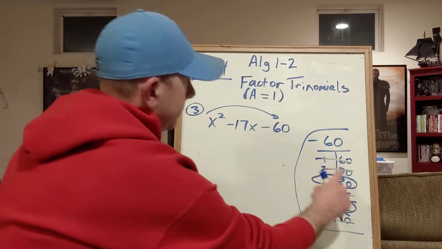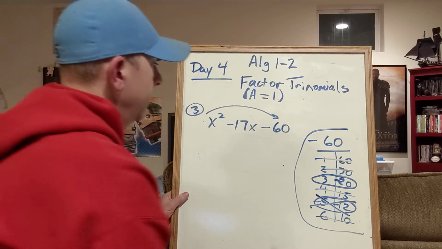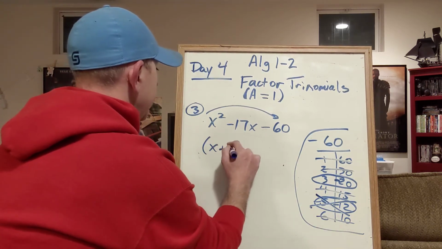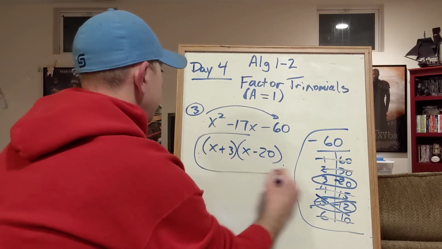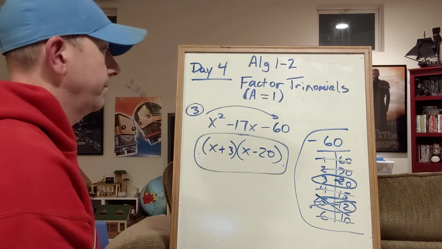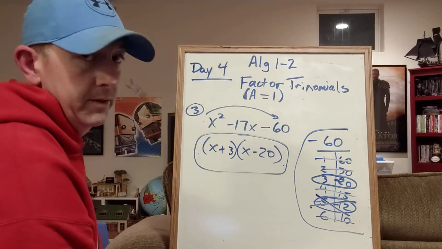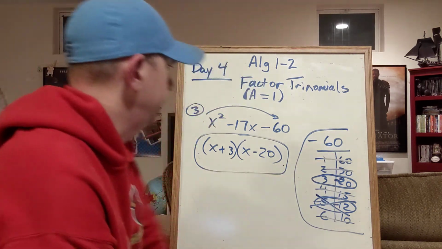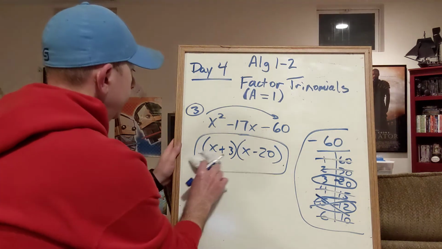And because this is negative, the larger number gets the sign. This will be positive. So if these are my 2, I'm going to go x plus 3 times x minus 20. There we go. There's my answer. Okay, so again, we don't have to do factor by grouping when a is 1. It's the only time that works. This part is tough. Hopefully once you get that, get into here, like I said, that's short and to the point on these.